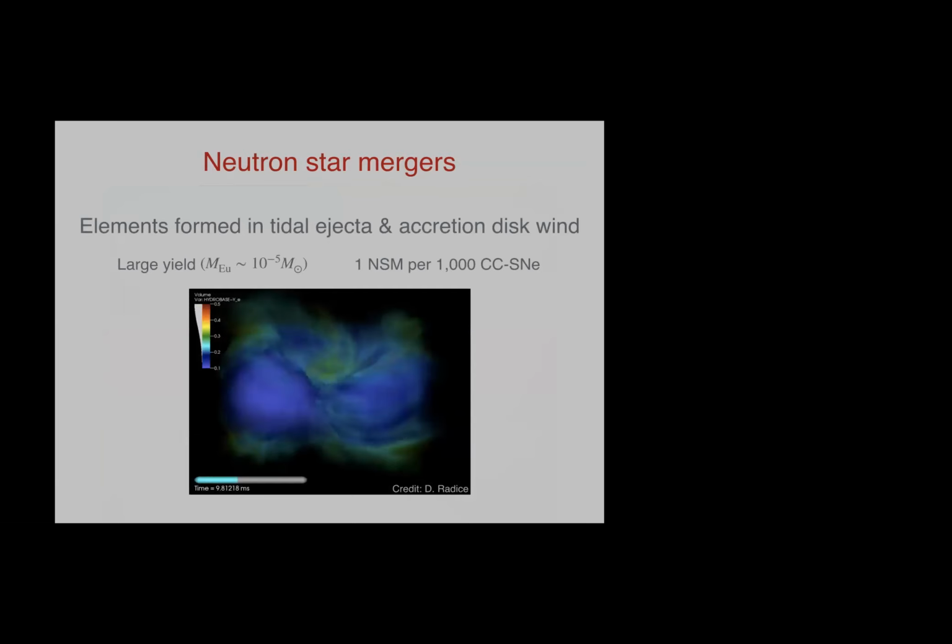The neutron stars have a very high yield of r-process elements, and the only thing that really limits, and makes it challenging to accept them as the main source of r-process in the universe, is that they're very, very rare. Per 1,000 core collapse supernovae, you have one neutron star merger. But on the other hand, their yield in r-process is 1,000 times larger than core collapse supernovae. So what is the main site of r-process enrichment in the universe?